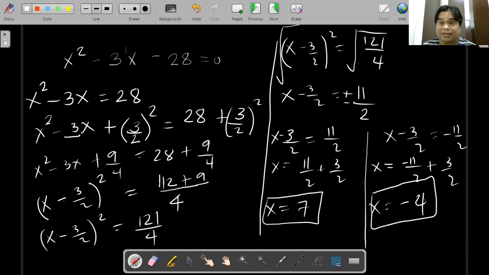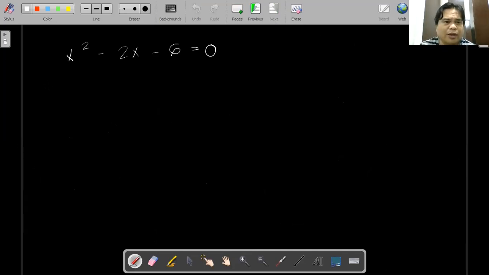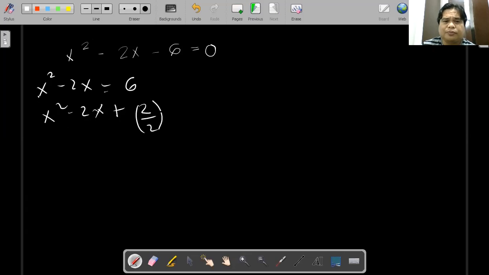Okay, we now have solved already 3 examples, right? Okay, let's move on to the last example, the fourth one. Okay, very quickly. This is a lot easier now, right? After doing the last 3 examples. Transpose the constant to the other side, it's minus 6. This becomes now positive 6. And then x squared minus 2x. And then what? Create a third term. How? By dividing the b coefficient, which is 2. So that becomes 2 over 2 to the power of 2.